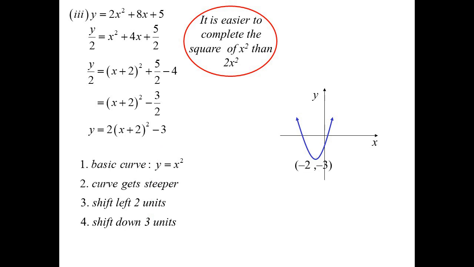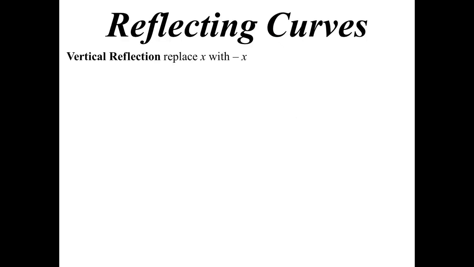So that's basically our horizontal and vertical shift. Reflecting curves then. So a vertical reflection is when we replace the x with negative x. So when instead of substituting 1, you substitute negative 1 and so on. So that's why you get a reflection vertically. So function negative x. It will end up reflecting in the y-axis because, as I say, it's a vertical reflection.